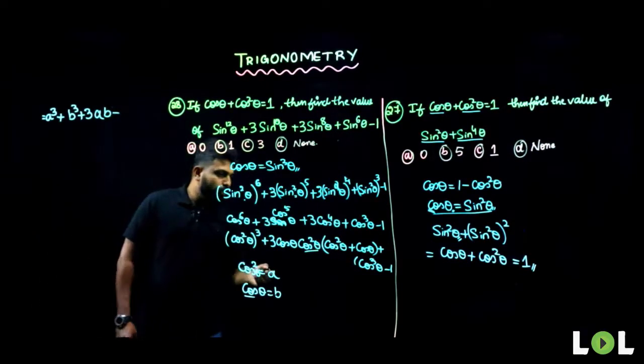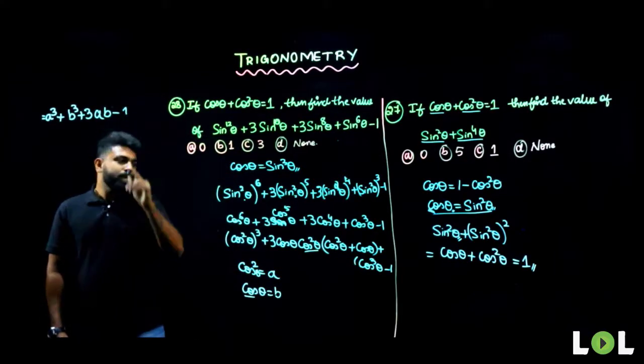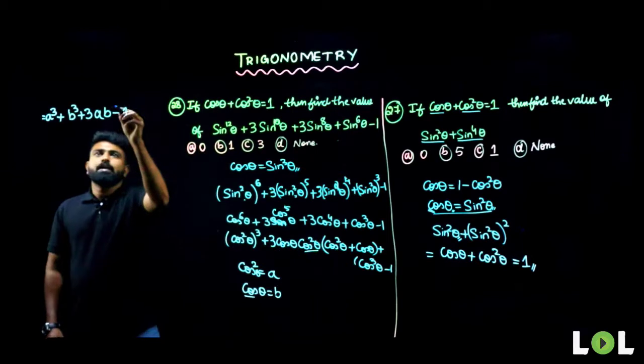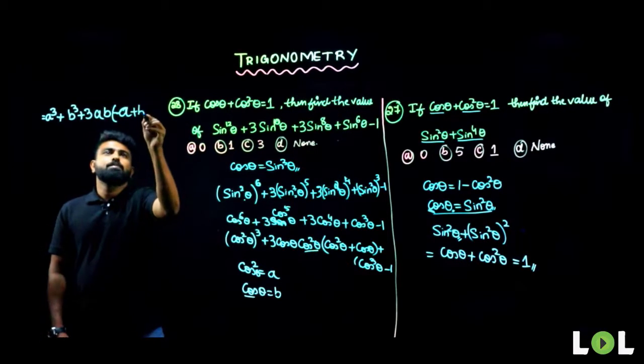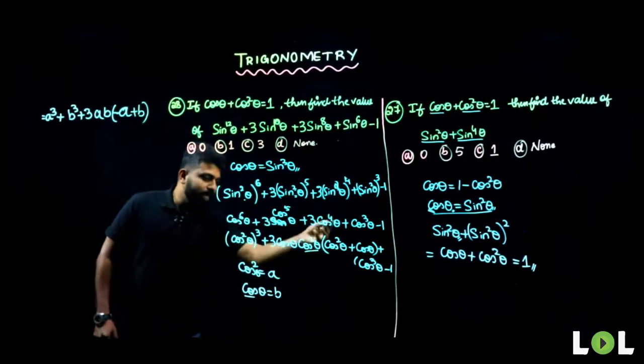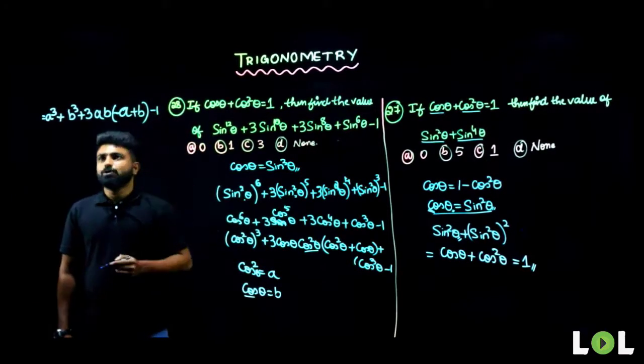Then what will I be left out with? I'll be left out with minus 1, 3AB. Sorry, I'll have a bracket here. In a bracket, I'll be left out with A plus B, because cos square theta is A, cos theta is B. Then there will be a minus 1 at the end.